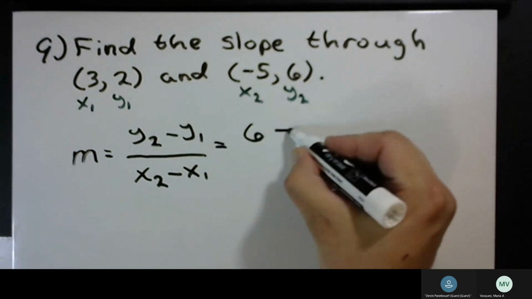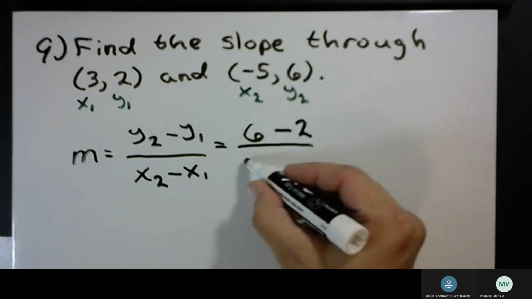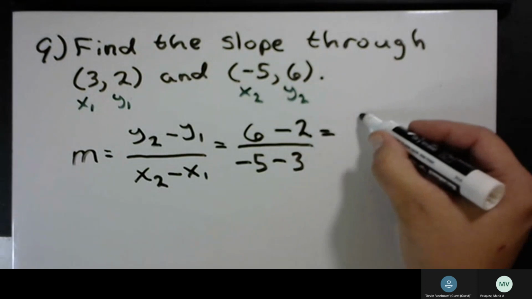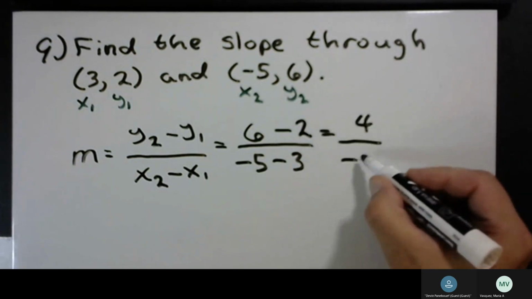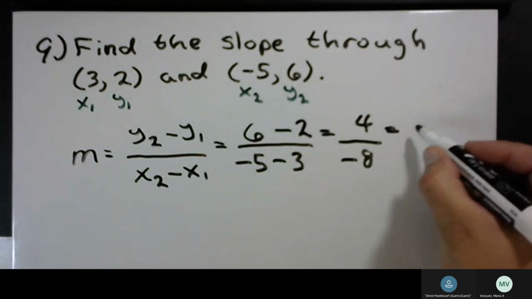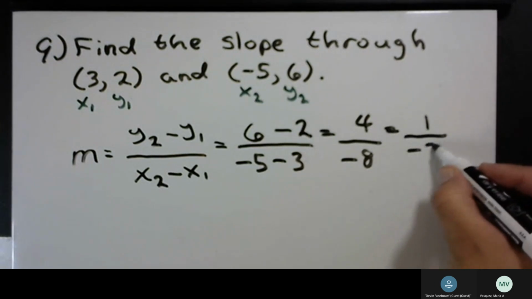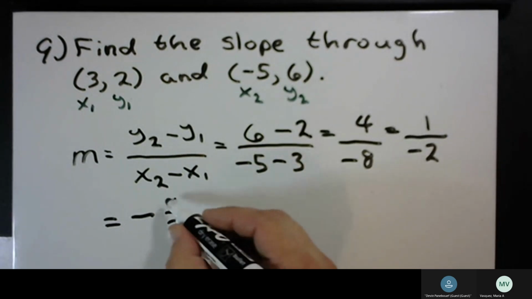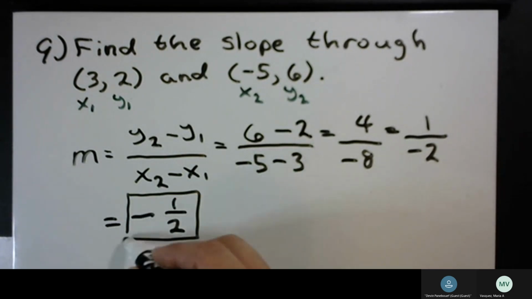We have 6 minus 2 over negative 5 minus 3. So it'll be 4 over negative 8, or 1 over negative 2. And as sort of a custom, we put the negative out front or put it on the top number. We'll get negative 1/2. Questions about that?